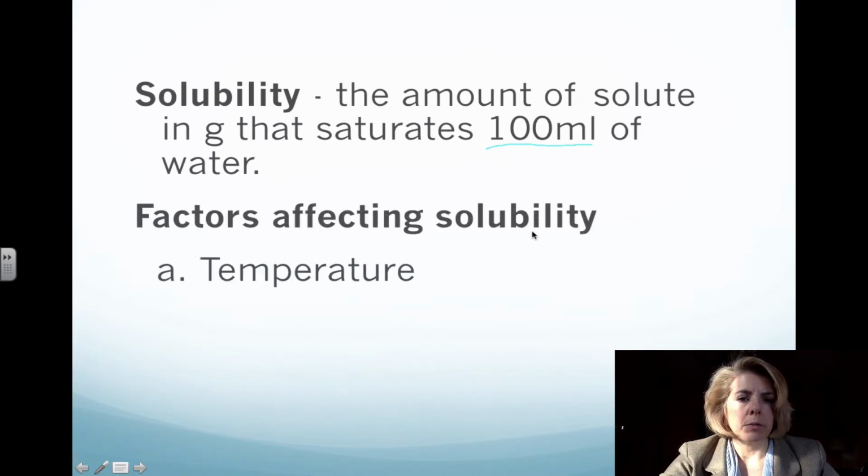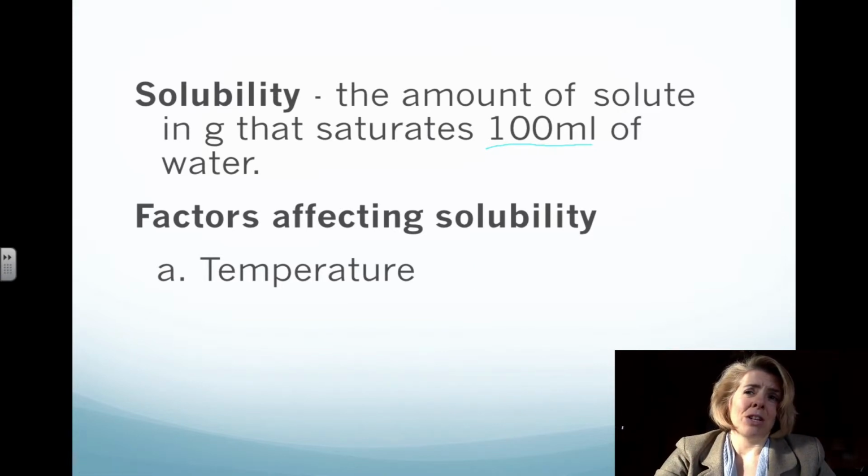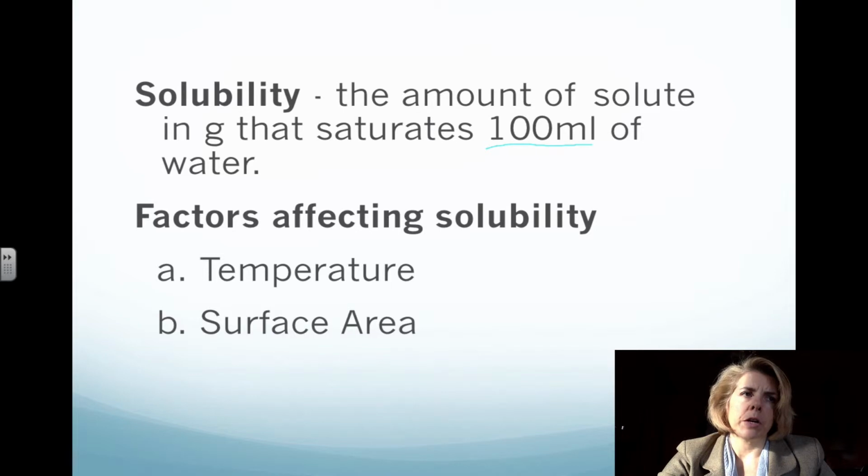When you're looking at solubility, temperature is number one. You may have noticed in your own kitchen that some solids will not dissolve in a liquid if it's too cold, and that's the case. Surface area: if I took a cube of sugar and I plopped it in water, it's going to dissolve very differently than granulated sugar that is not in a cube.